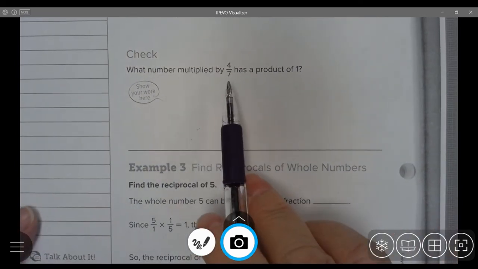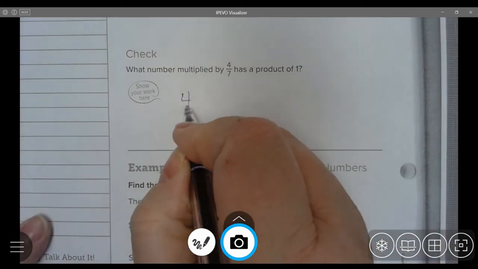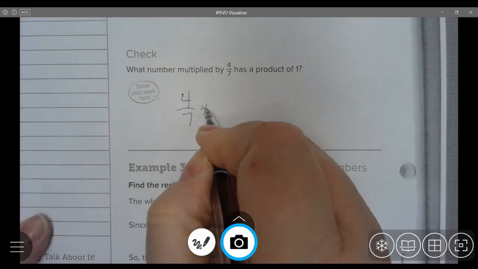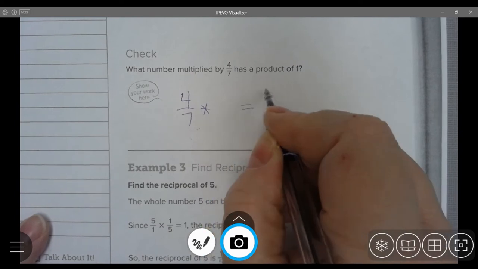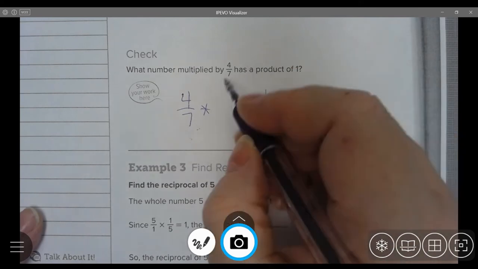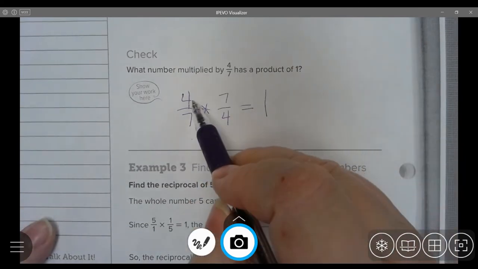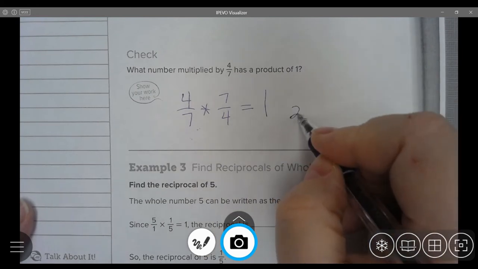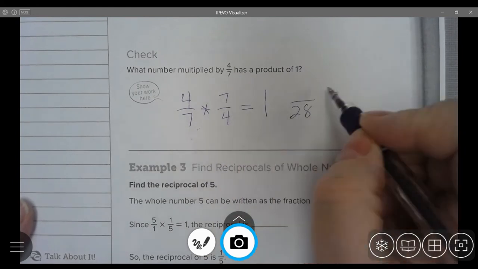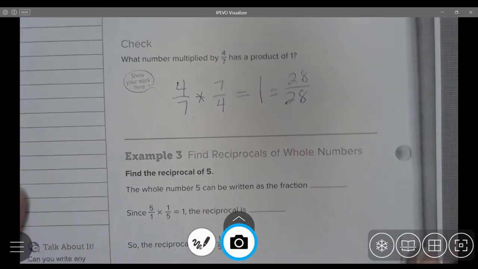What number multiplied by 4/7 has a product of 1? So we have 4/7. What do we multiply 4/7 by to equal 1? And remember, we would find the reciprocal, and that would be 7/4. So 7 times 4 is 28. 4 times 7 is 28, and that also equals 1.